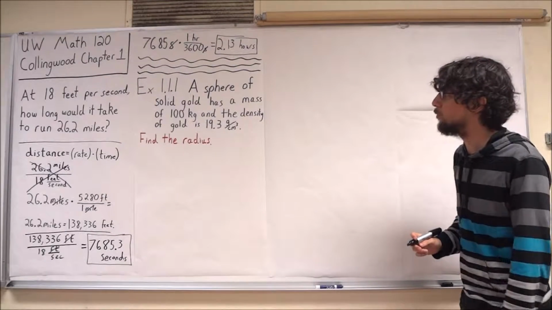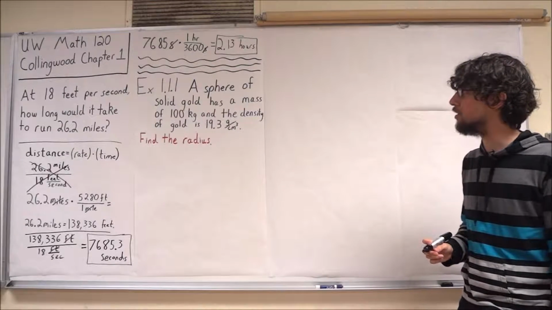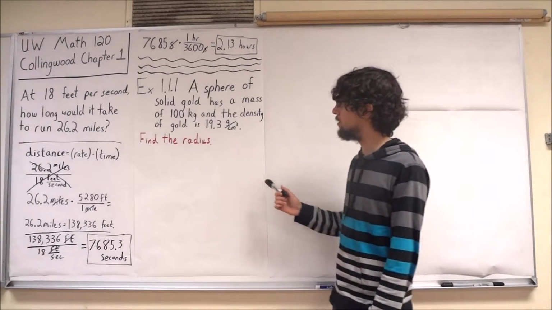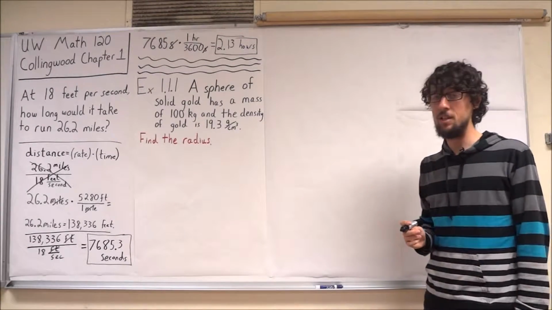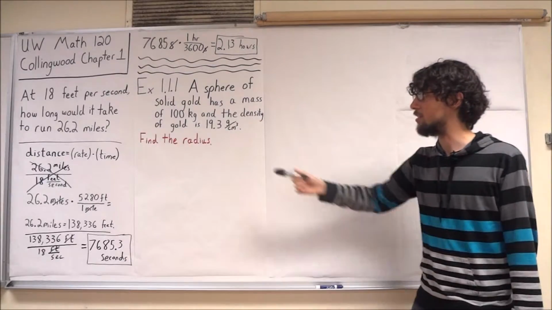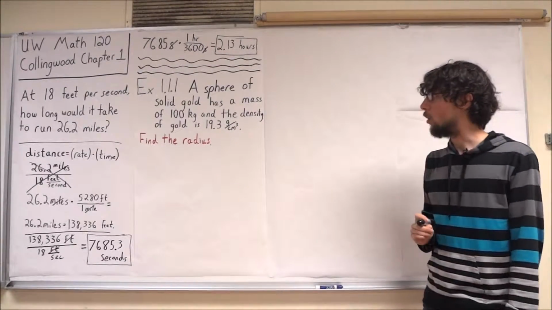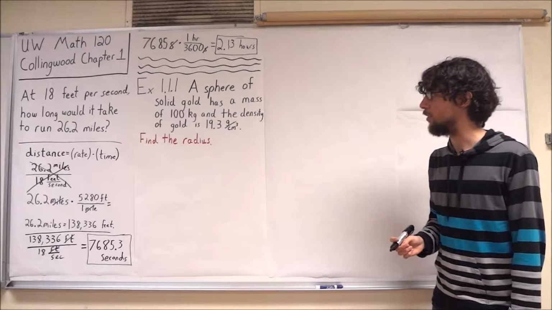Example 1.1.1 asks us to consider a sphere of solid gold. We know that the sphere has mass 100 kilograms, and the density of gold is 19.3 grams per centimeter cubed. So we know that density in general is mass divided by volume.